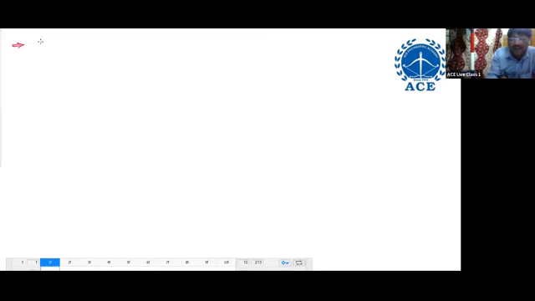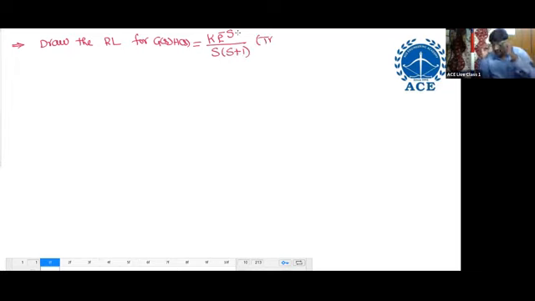So draw the root locus for G(s)H(s) equal to K e power minus s by s into (s plus 1). This is called a transportation delay system. E power minus s represents the delay in the system. So it is called a transportation delay system.